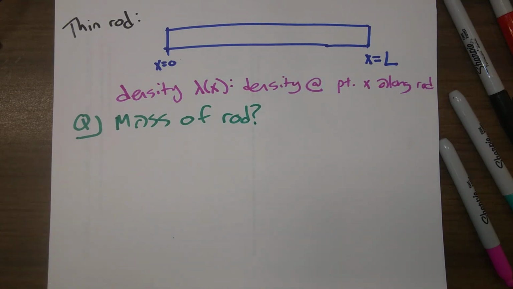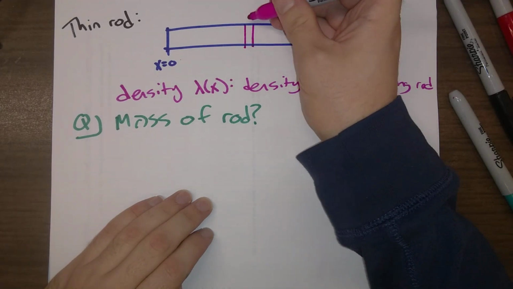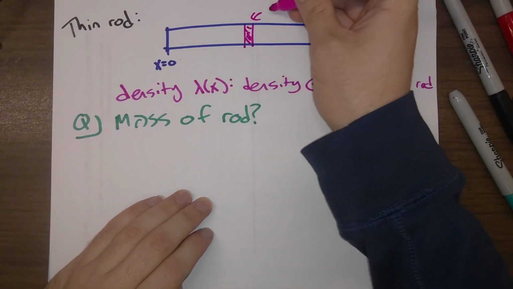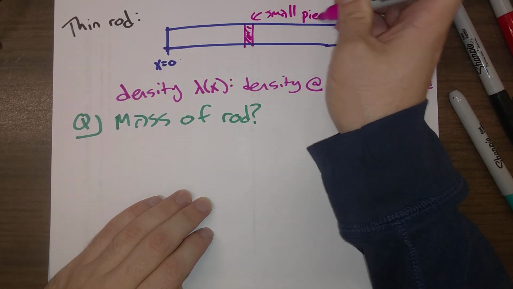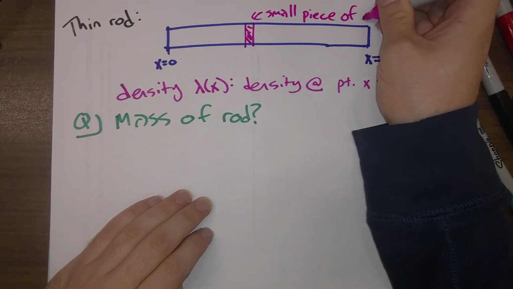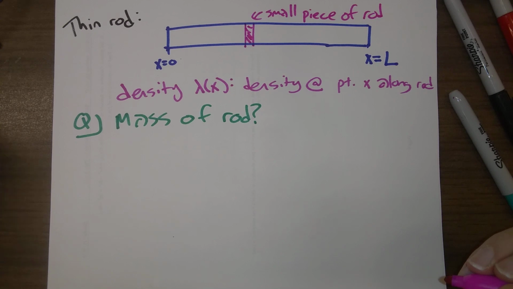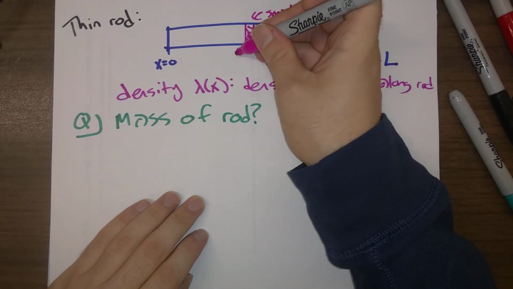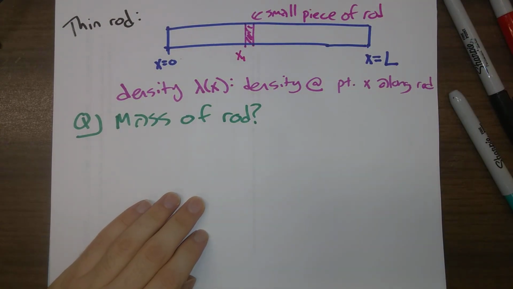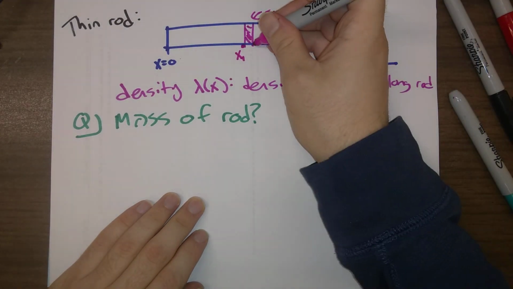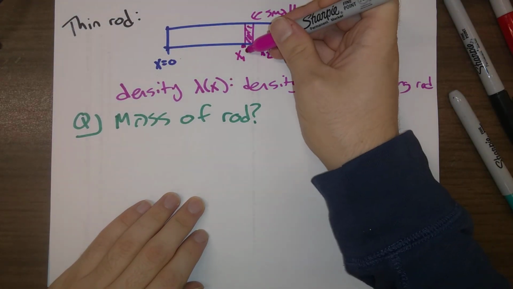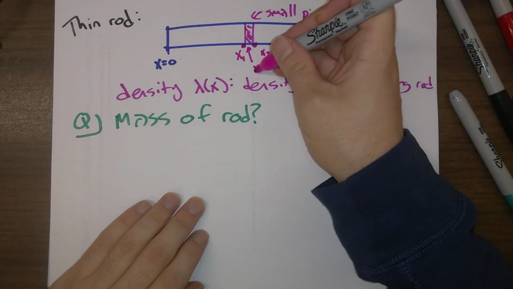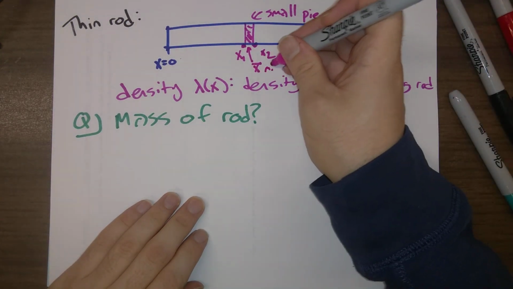Okay, so how do we go about tackling this? Let's not focus on the entire rod right away. Let's just think about a small piece of the rod. Let's give three points here. x1 is the left end point, x2 is the right end point, and I'll squeeze in there x bar, the midpoint.